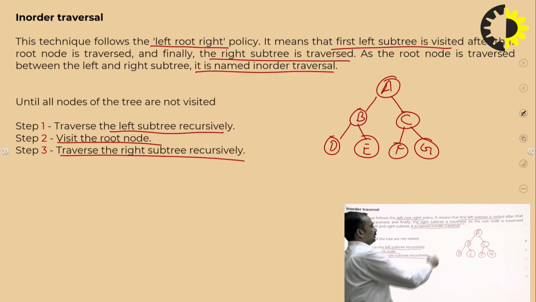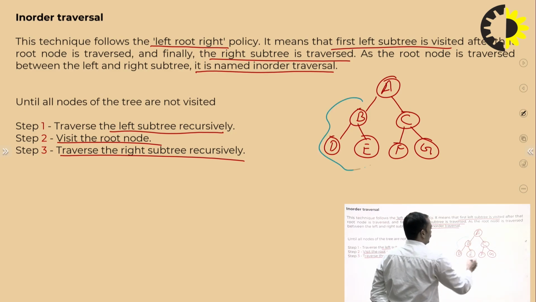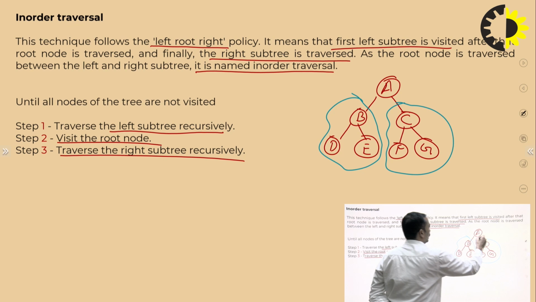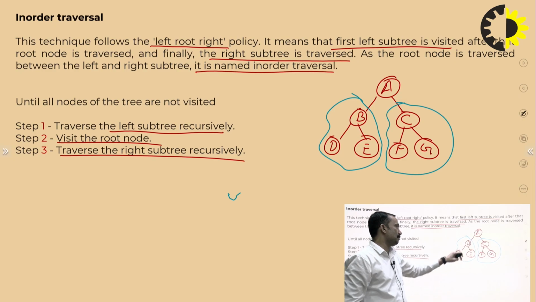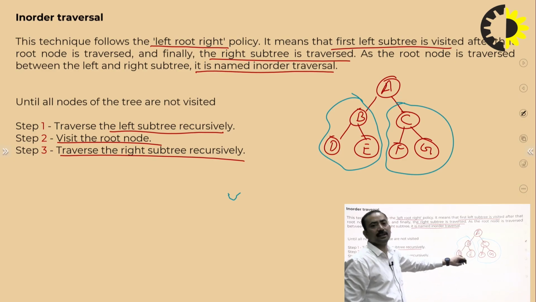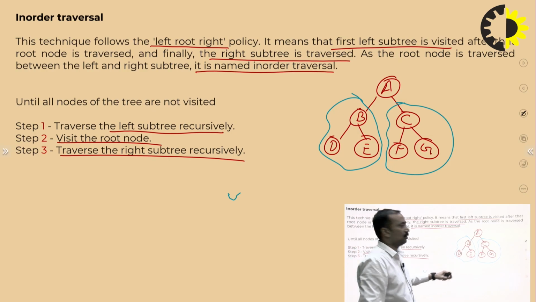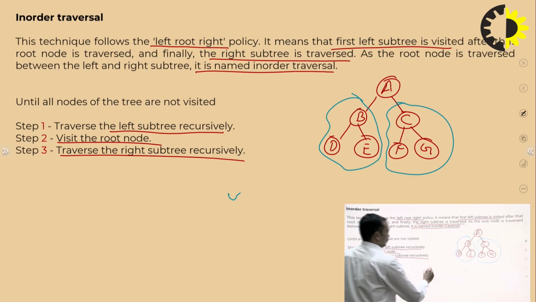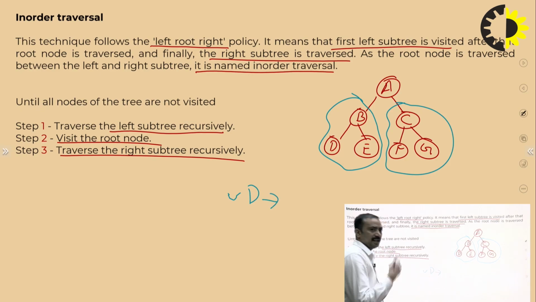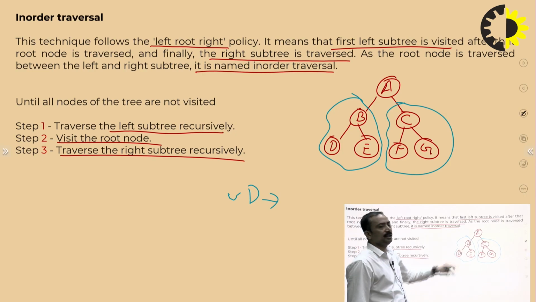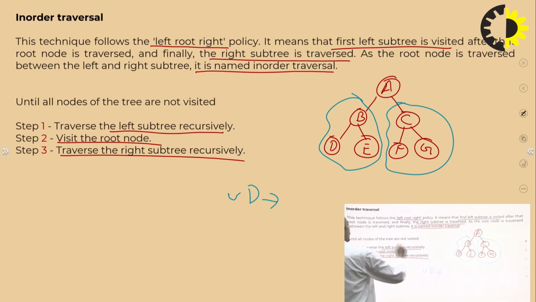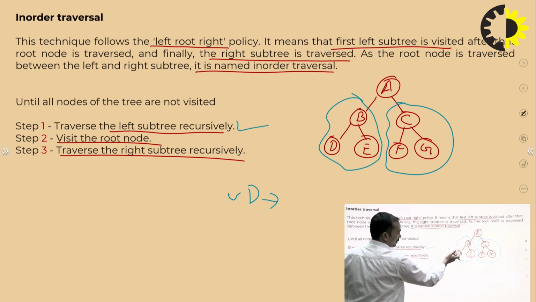So we have to visit the left subtree of A and the right subtree of A. First, we visit the left subtree of A. We have B, D, E. In the case of B, D, E, we again visit the left subtree of B. At D, we check the left and right subtree of D. There is no left or right subtree of D, so we visit D. Again back to the root node of D, which is B. So we traverse the left subtree recursively.